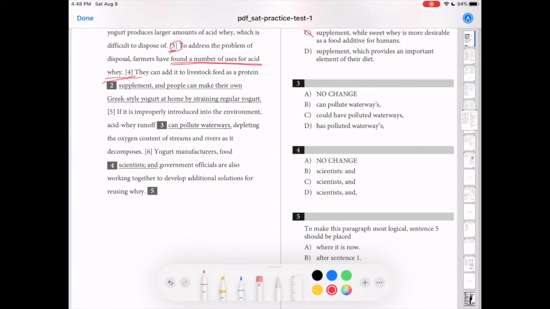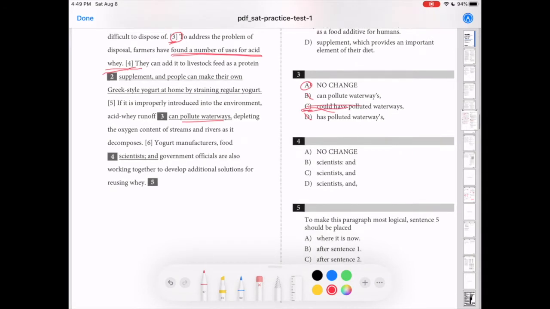Question 3. Immediately, this looks like a grammar question about verb tense and possession. We see that B and D discuss one waterway and its possession of something. We don't want that in the question. We want to talk about how whey pollutes many different types of waterways, plural, not just a single one. So B and D are not going to be correct. That leaves A and C. C shifts the verb tense to something that happened in the past, could have happened, but we know that acid whey still can do so in polluting new waterways, and it can do so in the future as well, so it must be A. No, could have. No. Okay.